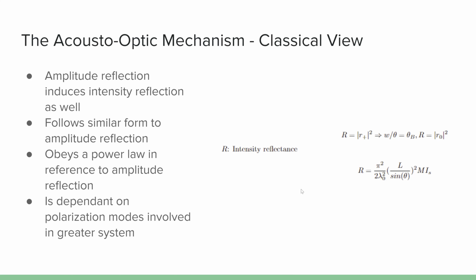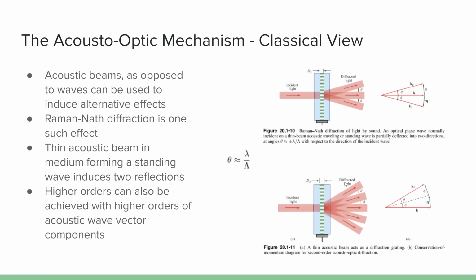So this is all both intensity and amplitude reflectance, as I note here. It depends on the polarization modes involved, but at least for this intensity reflectance equation, this assumes a TM mode of polarization. Let's say the first TM mode, just for simplicity there. So, kind of pushing forth.